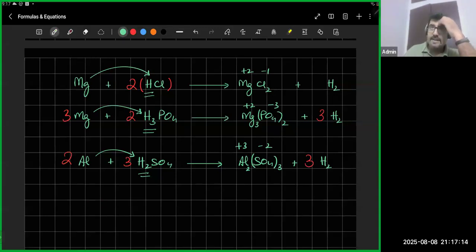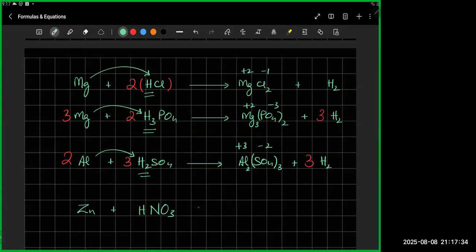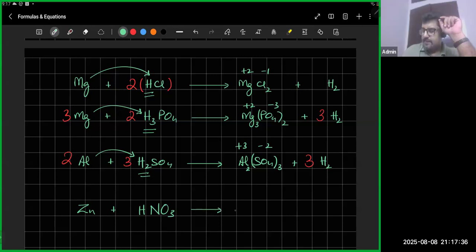We'll just do one more. Let's do zinc with nitric acid. As I told you, zinc is in the transition metal block, but they will never tell you what the charge is. I told you what the charge of zinc is: +2. Okay, so zinc was always +2. So zinc is going to knock out the H, and zinc will become +2. What is nitrate? NO3. What is the charge on NO3?